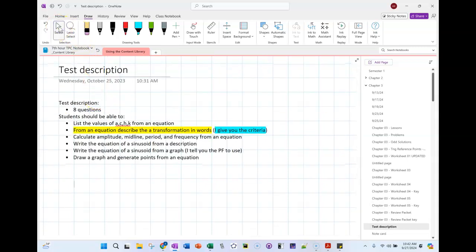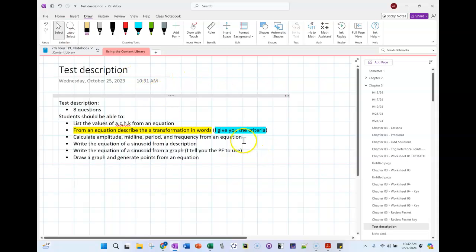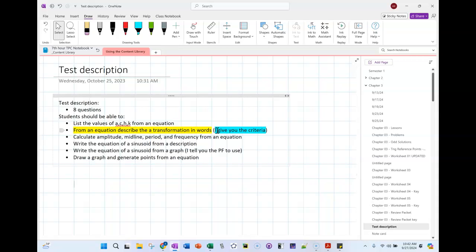For your test, you should be able to list the values for A, C, H, and K from an equation. Based on your most recent quizzes, that was still a struggle for us. We'd want to make sure we have that rock solid, ready to go for the test. You'll have to describe the transformation from an equation. I will give you the criteria to describe that transformation, but to do that, what do you need to have? The A, C, H, and K. If you can't get those correctly, it's going to be hard to write the description correctly.